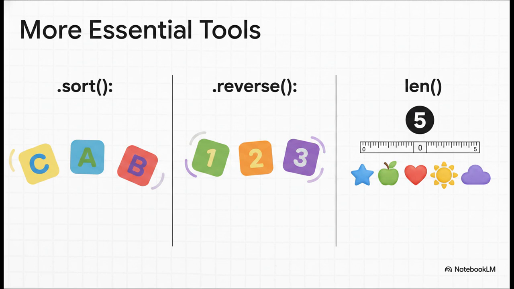And that's just the start. There are so many other tools. You've got .sort to put everything in order, either alphabetically or by number. You've got .reverse, which, you guessed it, flips the whole list around. And then there's len. Now, it's not technically a method, but it's so important. It just tells you how long your list is, how many items are inside.